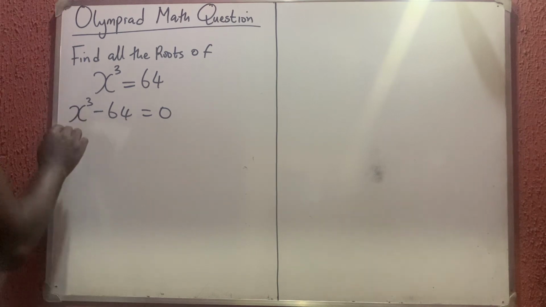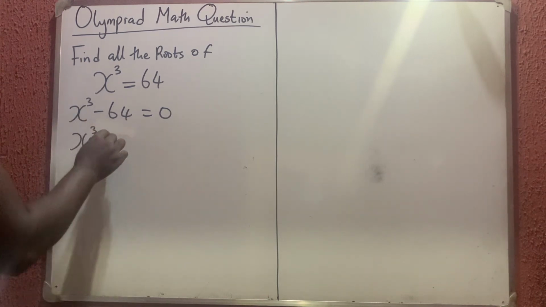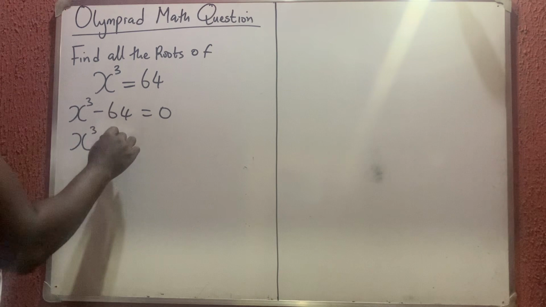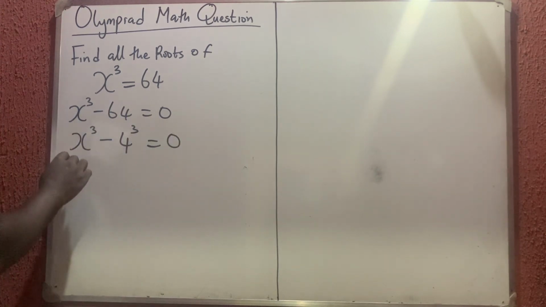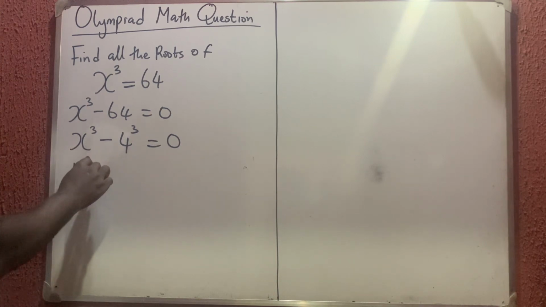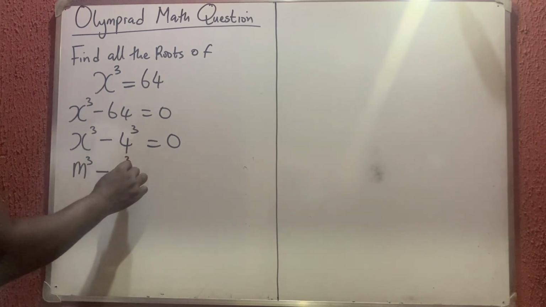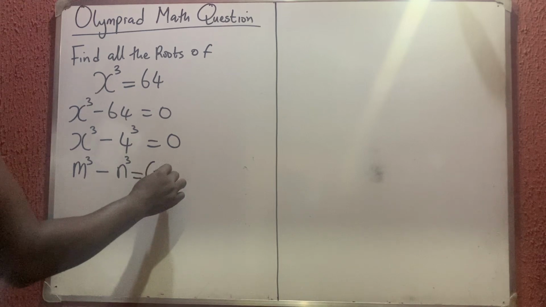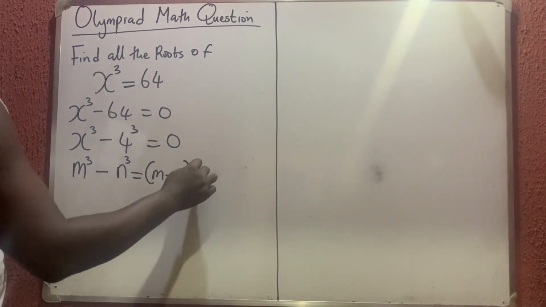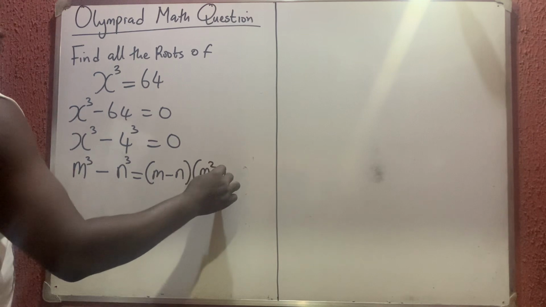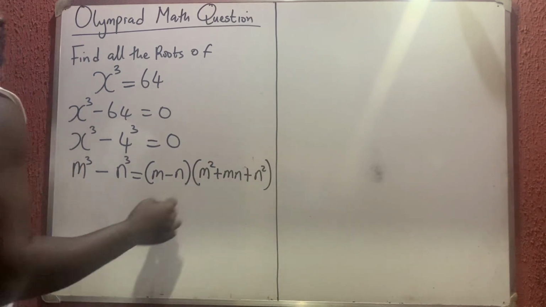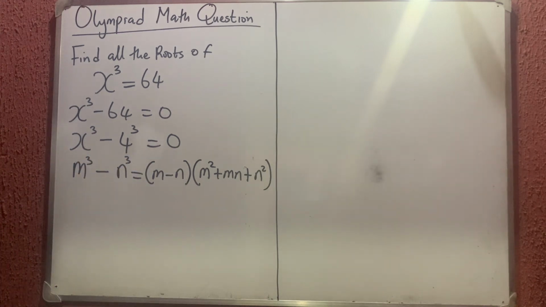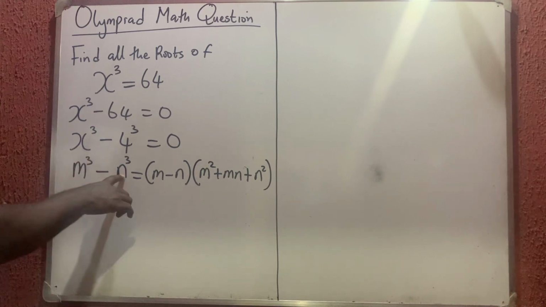This is x raised to power 3 minus, now 64 is the same as saying 4 raised to power 3, is equal to 0. Now do you remember that m raised to power 3 minus n raised to power 3 is the same thing as saying m minus n, then in bracket m squared plus mn plus n squared. So you need to know this formula. Now if you have known this, the next thing you need to do is that anywhere you see m, put x, anywhere you see n, put 4.